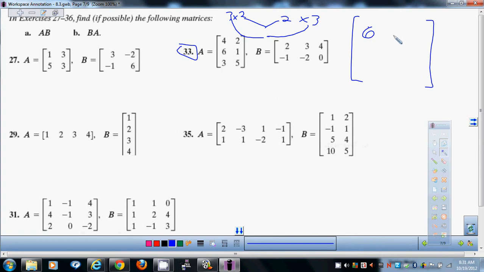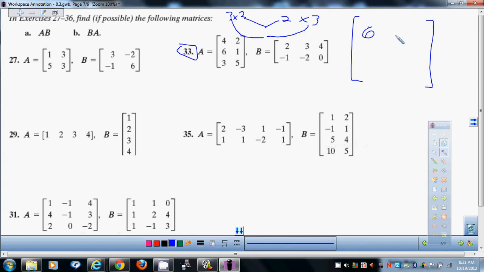Questions so far? Awesome. Okay then. Next row. Once you're out of columns, you start over and go to the next row. 12 plus negative 1 is 11. 18 minus 2 is 16. 24 plus 0 is 24.